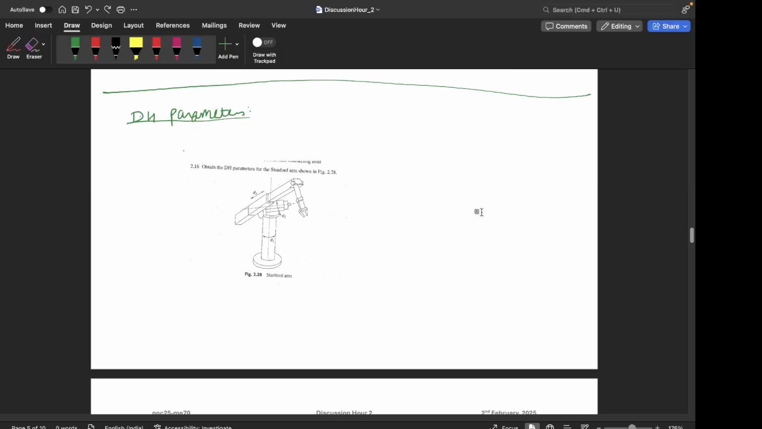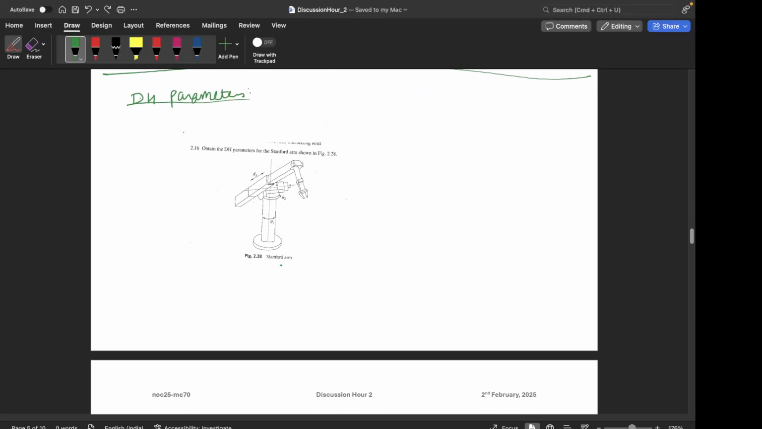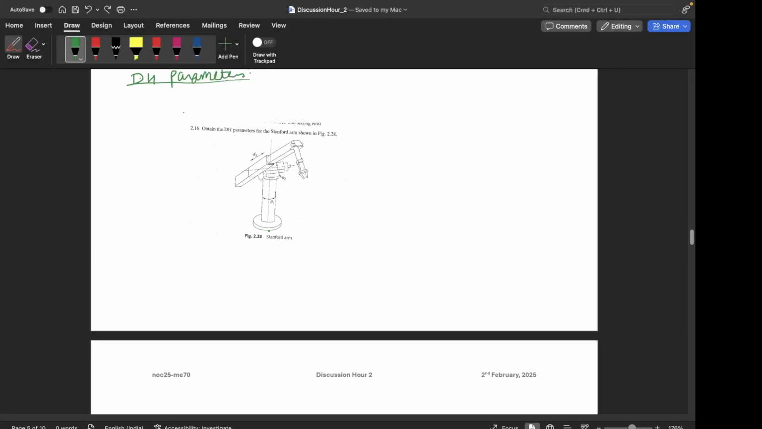Okay, so first, before we proceed, we must note what are the degrees of freedom here in the system, right? And what are their types of joints? So we see that there is a revolute joint here, there is a revolute joint here, and there is a prismatic joint here. So this is a 3 degree of freedom RRP system. It is an RRP system, and it's a 3 degree of freedom system.